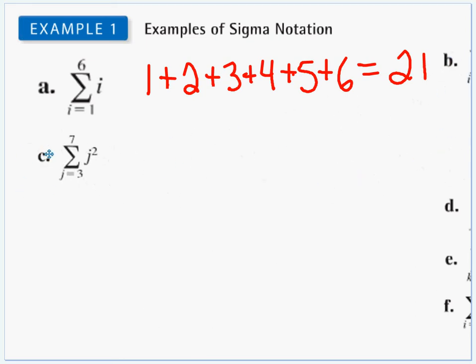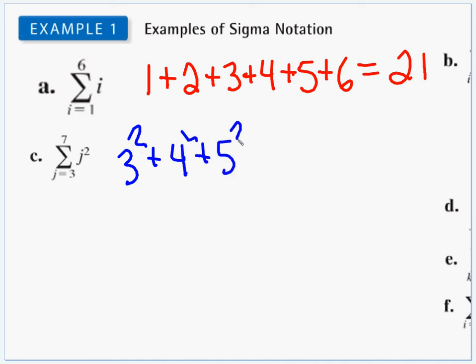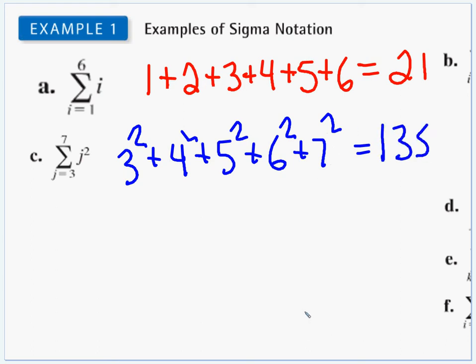What's next? Ooh, now we've got some squared stuff. So j from 3 to 7, we want to sum those up as squares. So our first term is going to be 3 squared, and then 4 squared, and then 5 squared, and 6 squared, and we get to 7 squared, and that's our last term, and we stop. Now, if you're curious, those do add up to 135.